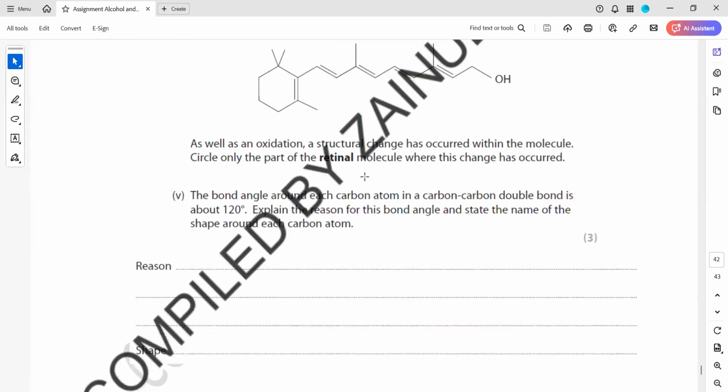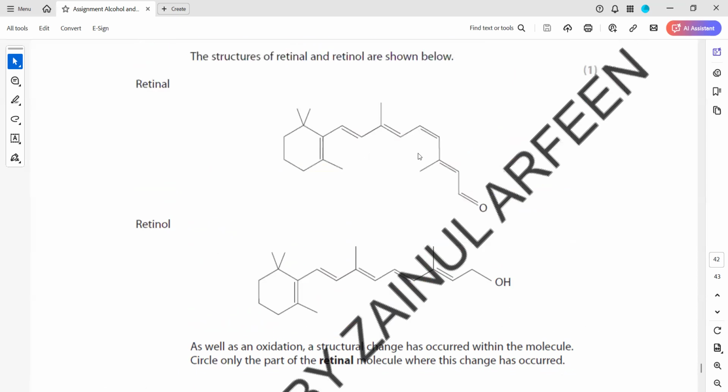The bond angle around each carbon atom, and which part do we exactly circle? I did circle. You just have to circle the part where the change has happened. So you have to circle this part. But we have to circle on retinal, so basically here for a retinal. I circle both parts, just to give an idea of where the change has happened or occurred.